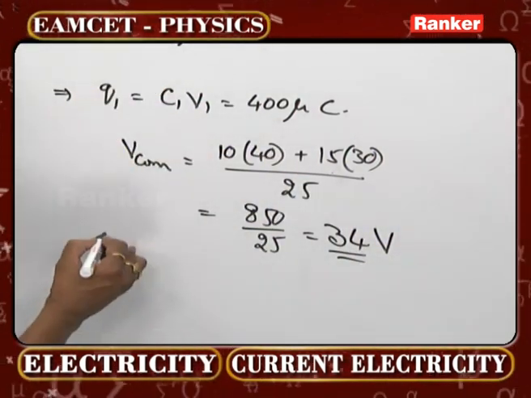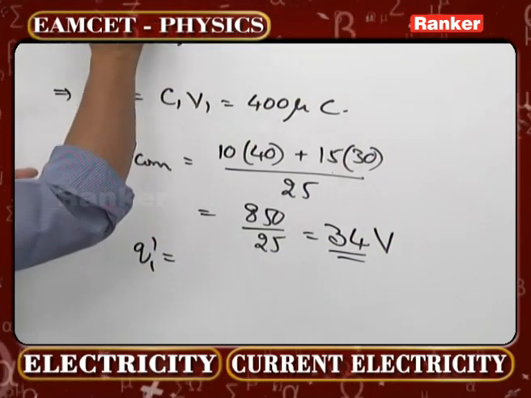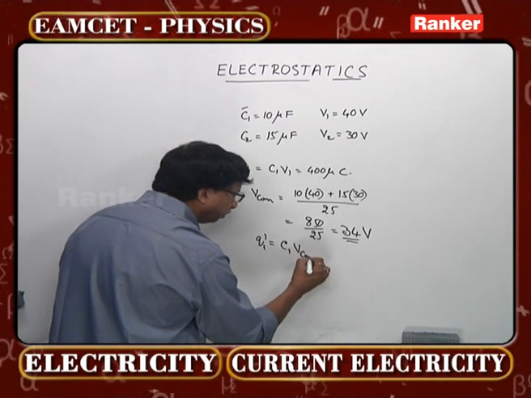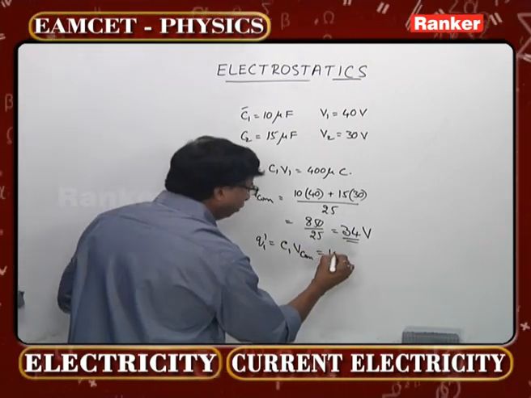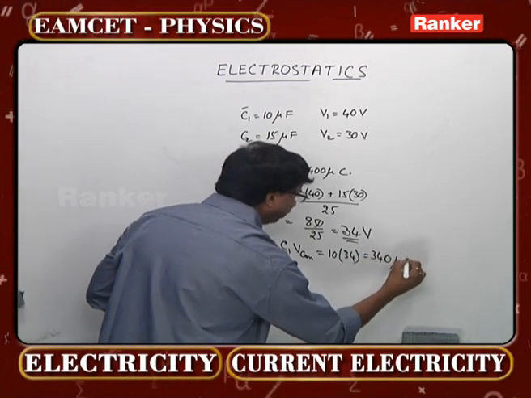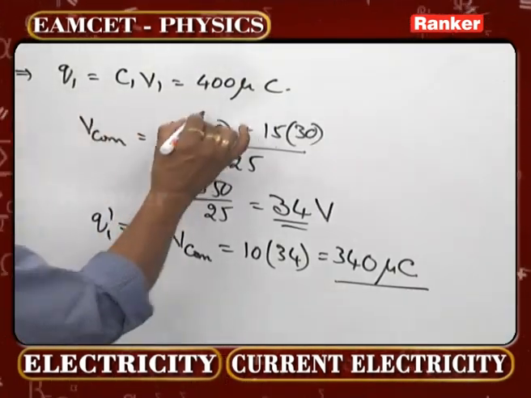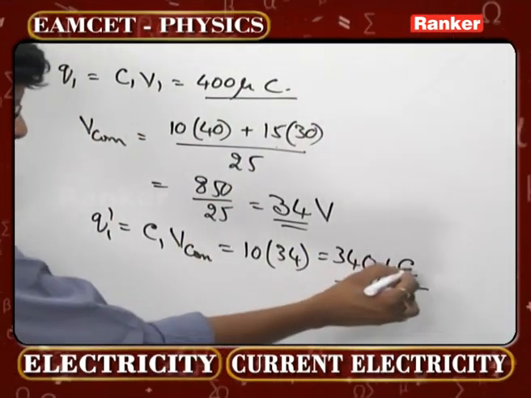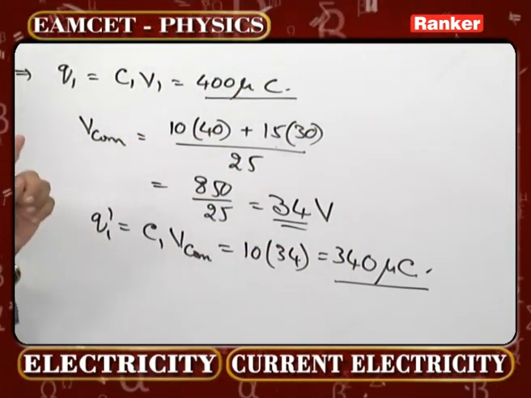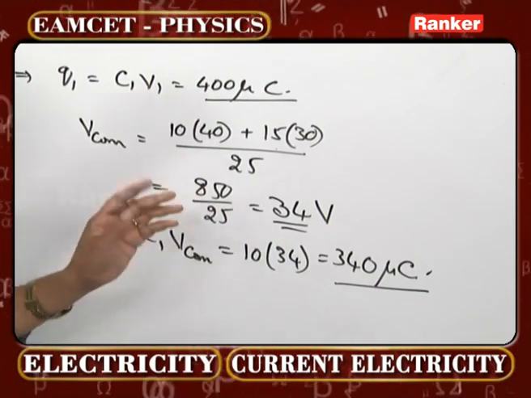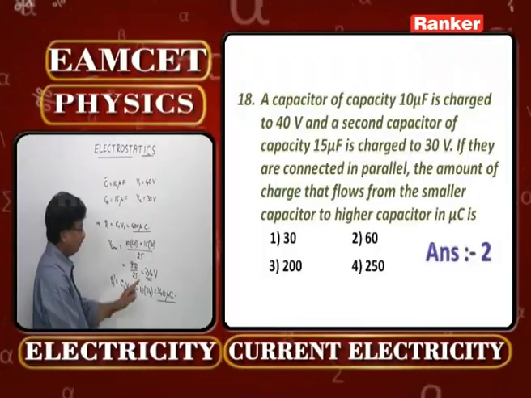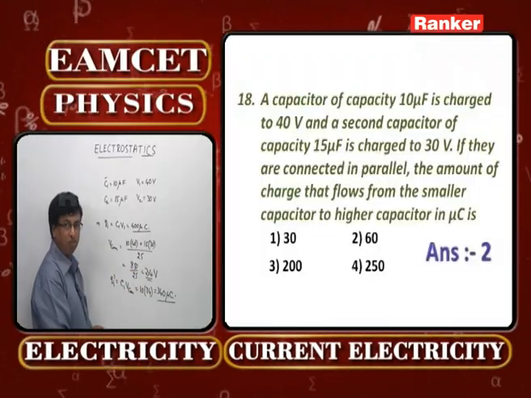Now you can certainly understand what will be the charge on the first capacitor now. Q1 dash is C1 into common potential. What is C1? 10. What is common potential? 34. What will be the total value? 340 microcoulomb. Look at earlier value now, 400 microcoulomb. What is the present value now? 340 microcoulomb. So how much it is losing? 60 microcoulomb is going to be the charge that is of course flowing from one to the other. So option must be the second one for this particular problem number 18.